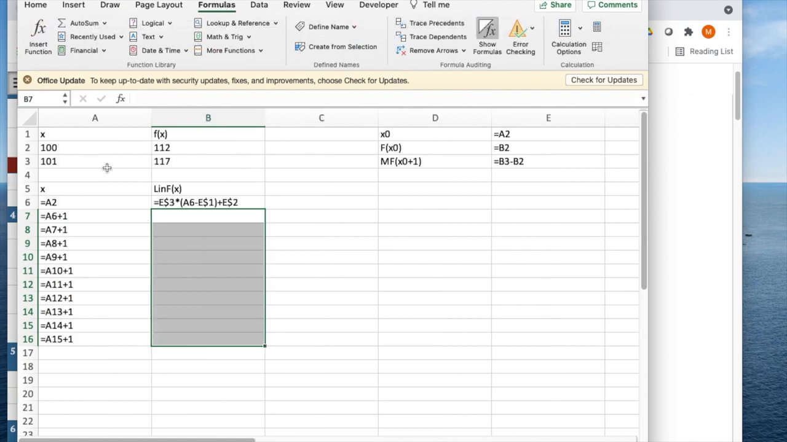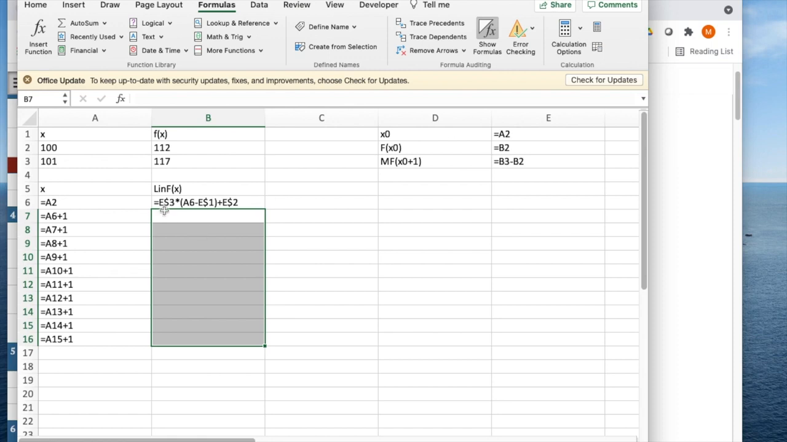If we show the formulas, I have a starting point and I'm going up by 1, and what I know is that at 100, f of x is 112. At 101, it's 117. So my marginal rate is the difference of those two, which is going to be 5, and f of x0 is 112, x0 is 100.